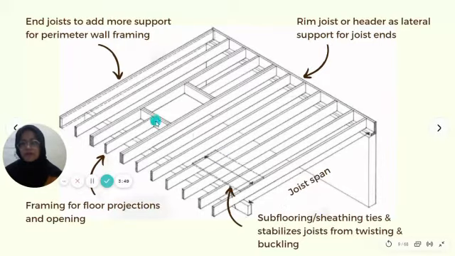So the joists at the end are there so that they can add more support for the perimeter wall framing. And to add support to that end joist, there are rim joists or headers that act as horizontal support for the joist ends.